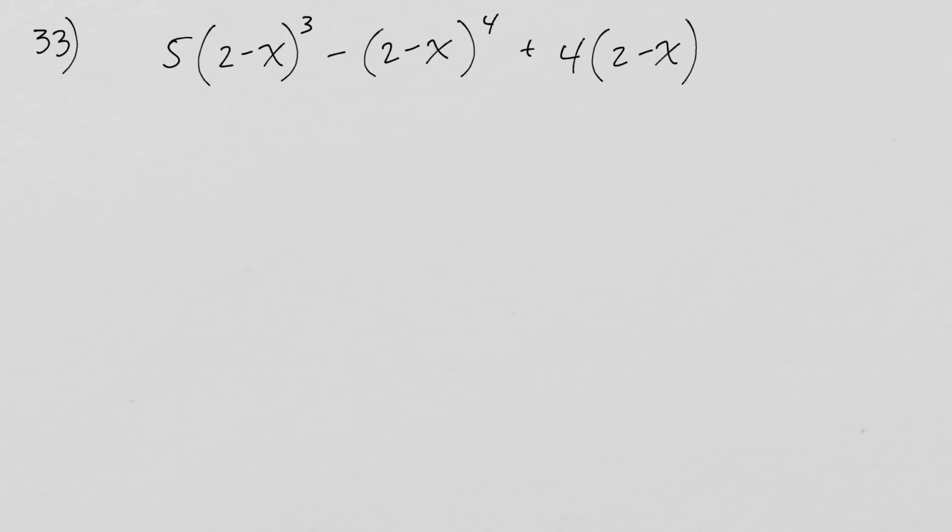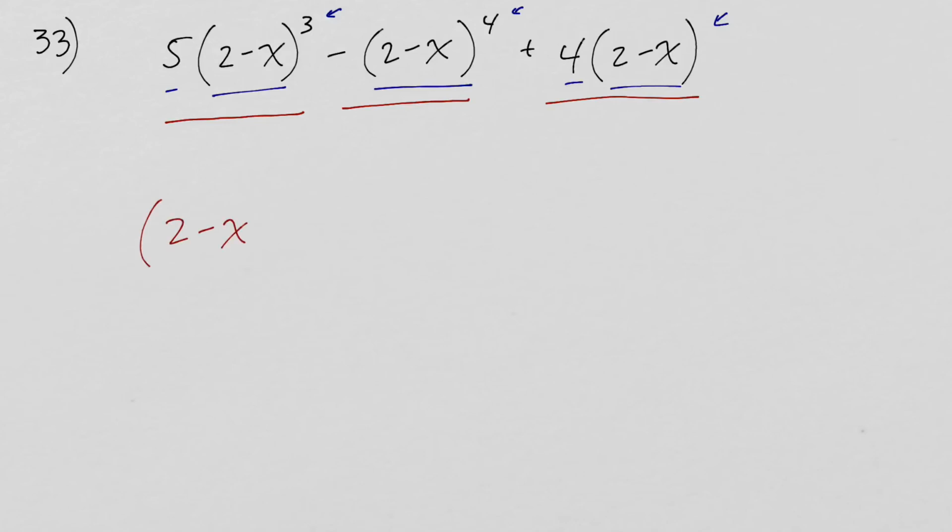Okay, in this problem we have three terms. Here's a term, here's a term, and here's a term. Each of these two terms have a couple of factors. So here's a factor, there's a factor. This is all one factor. Here's a factor, there's a factor. And if you notice, the common factor in each one of these terms is the 2 minus x. And here's a power of 3, here's a power of 4, here's a power of 1. So I can only take out a power of 1. So I'll take out my 2 minus x.